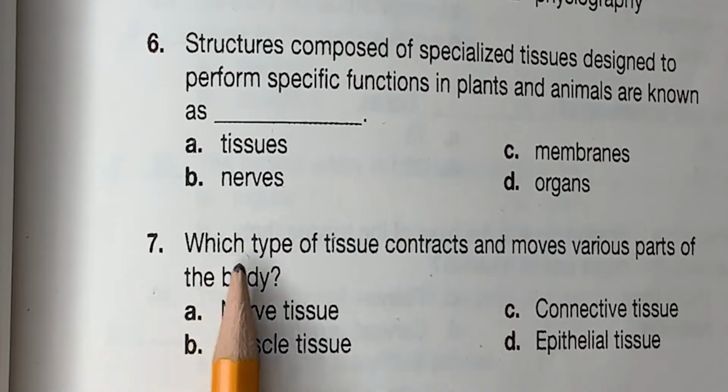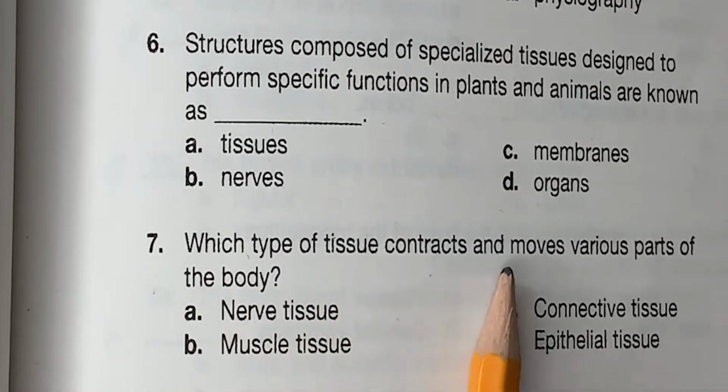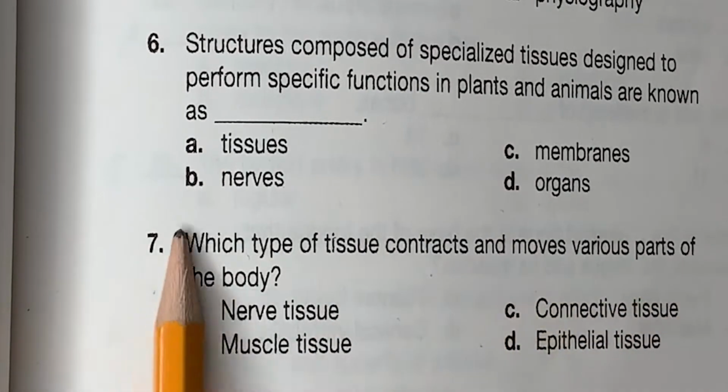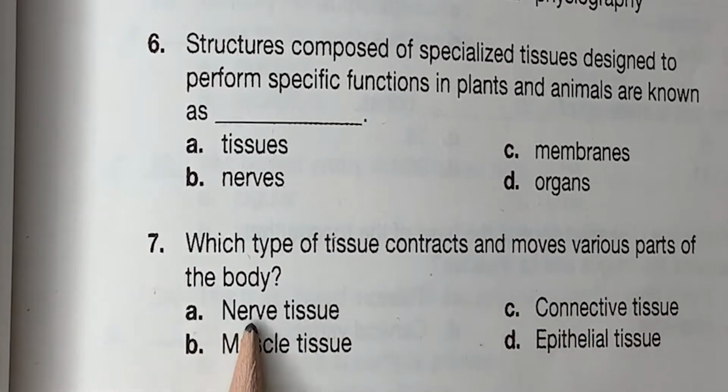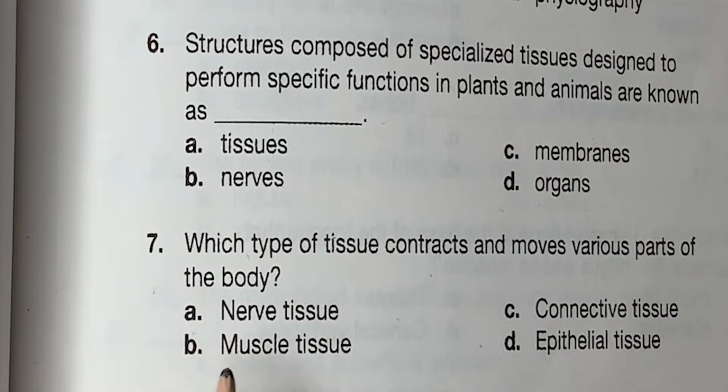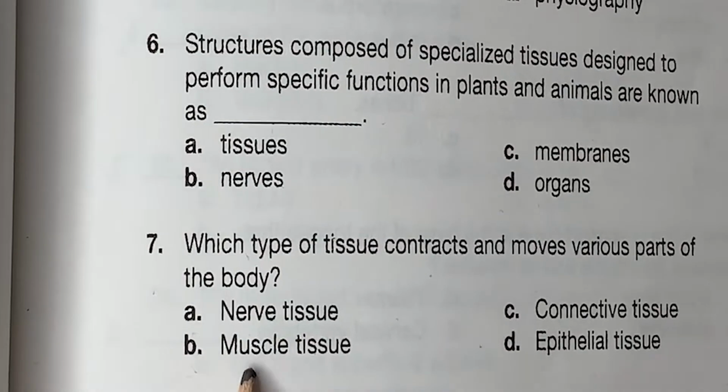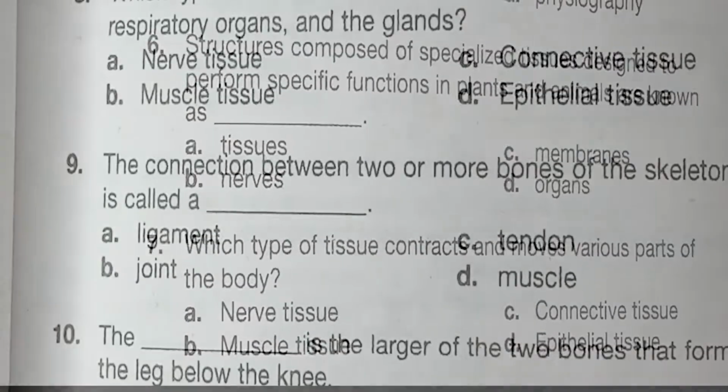Number 7, which type of tissue contracts and moves various parts of the body? Is it A, nerve tissues. B, muscle tissues. C, connective tissues. Or D, epithelial tissues? And your correct answer is B, muscle tissues.